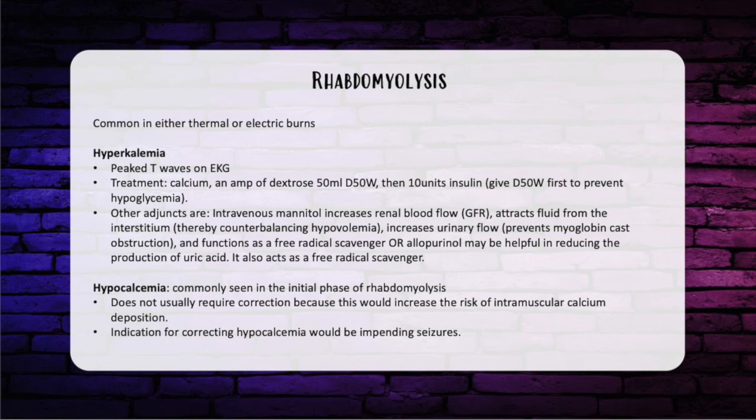Some other adjuncts, intravenous mannitol increases renal blood flow, increases the GFR. It actually attracts fluid from the interstitium and helps counterbalance the hypovolemia that a lot of these patients are seeing. It increases urinary flow, which can prevent myoglobin cast obstruction, leading to the kidney failure that you see associated with rhabdo. And then it also functions as a free radical scavenger. Along those lines, allopurinol can also be helpful in reducing the production of uric acid, and it also acts as a free radical scavenger as well.